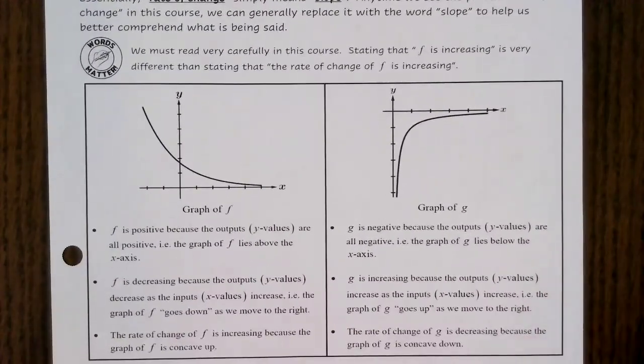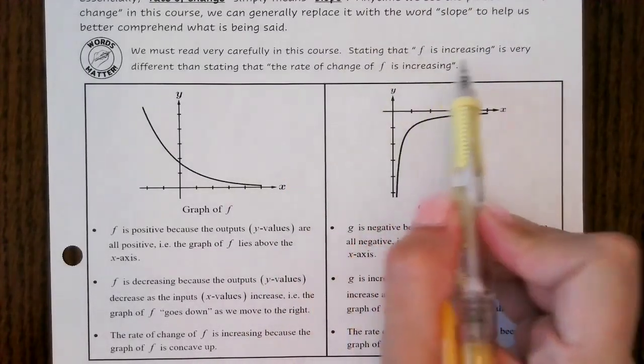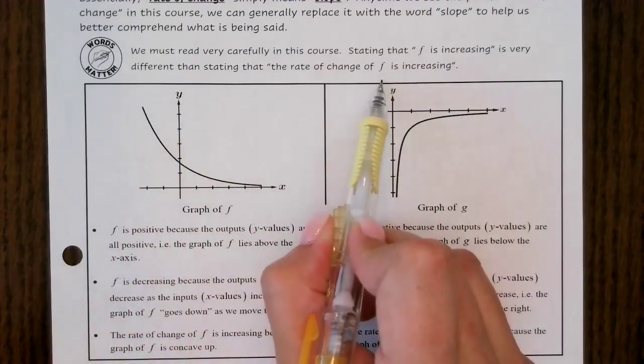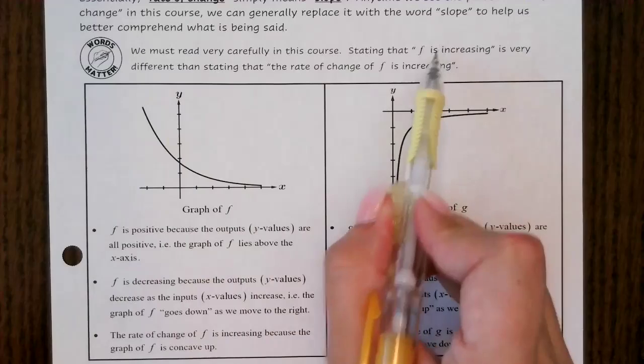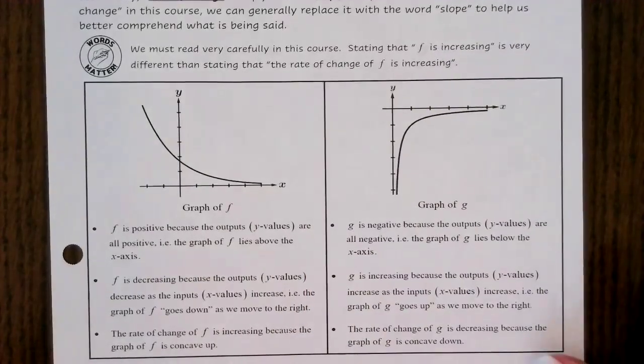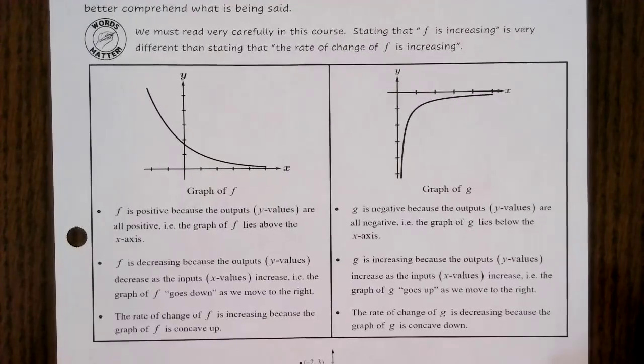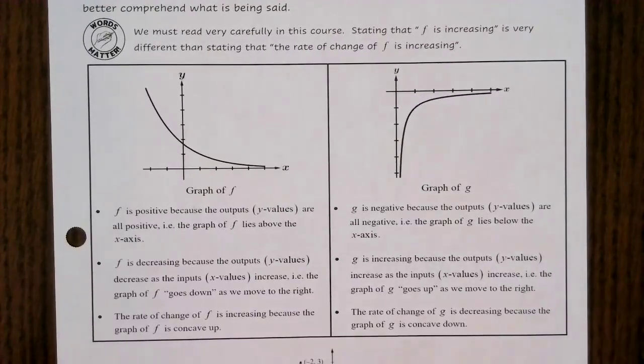Now, we must be very careful. Stating that f is increasing is very different than stating that the rate of change of f is increasing. These two things are different, so you cannot interchange those. So we're going to look at two graphs so you can see how those comments look the same, but you really need to be careful and think through these.